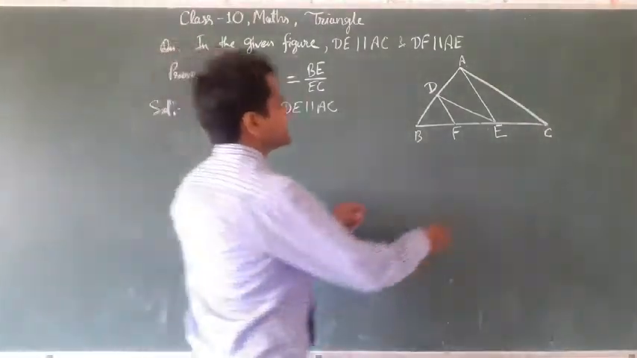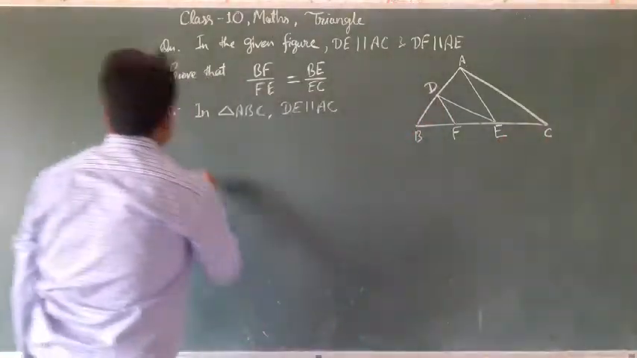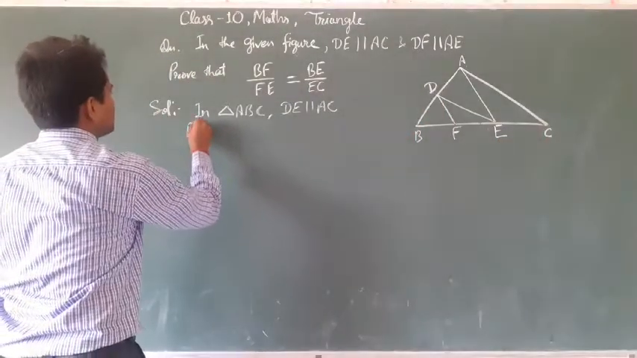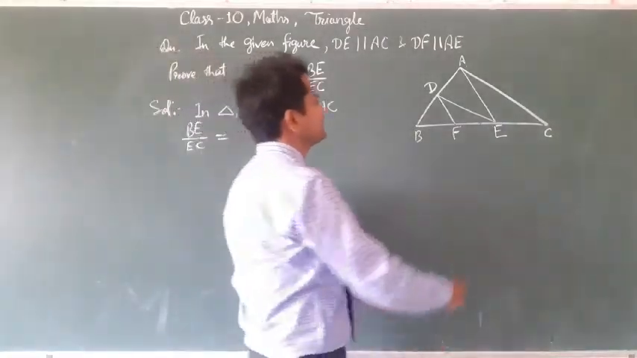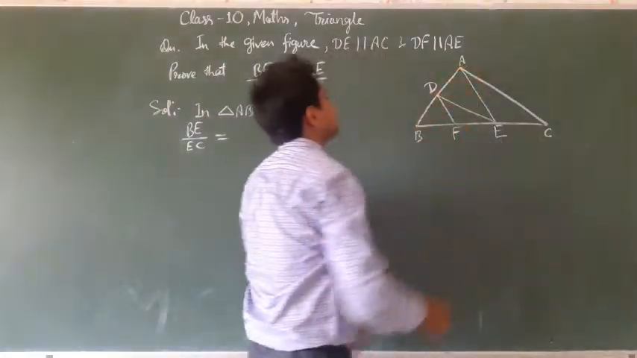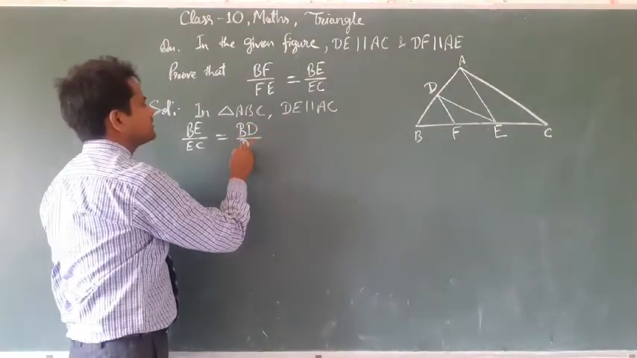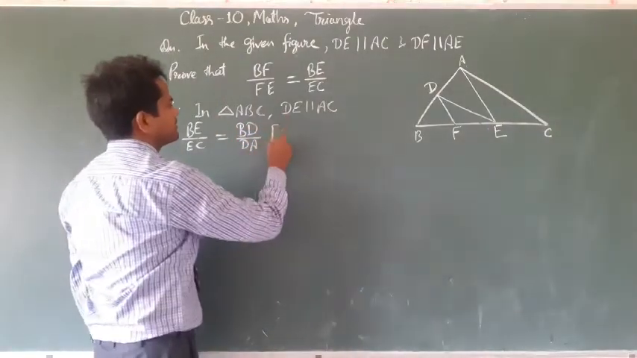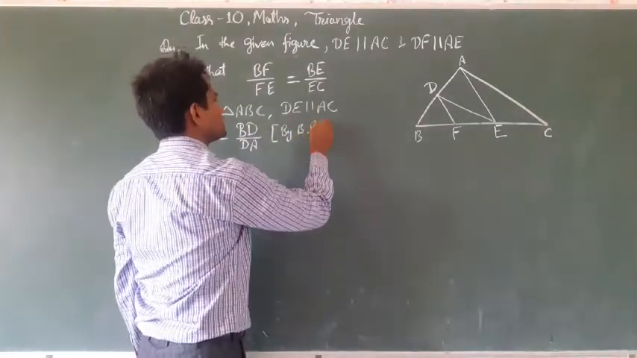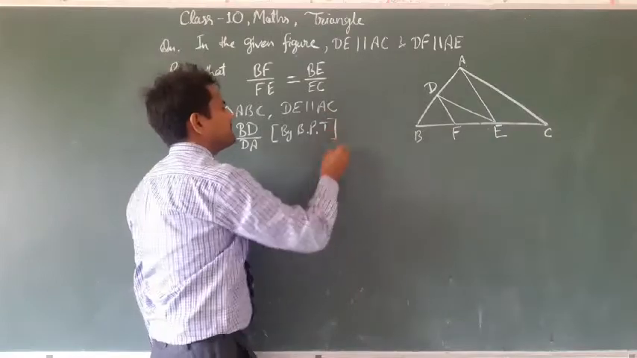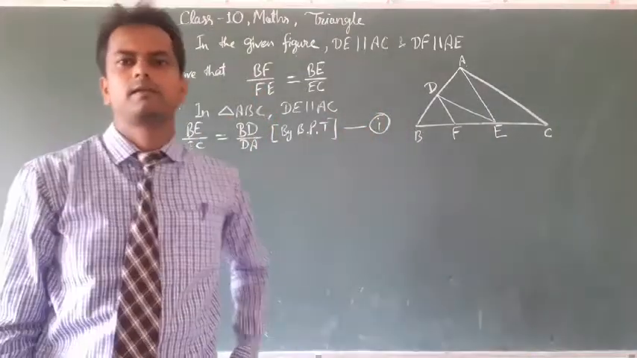So we can say that BE upon EC will be equal to BD upon DA, by basic proportionality theorem BPT, that is equation 1.